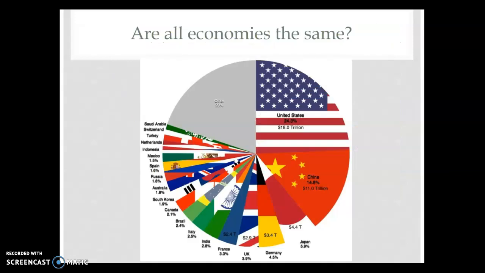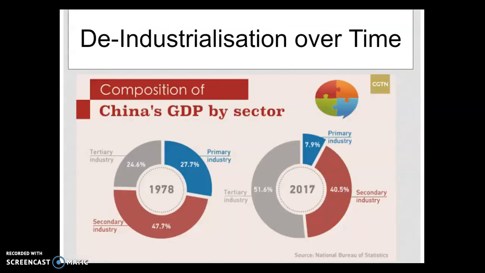So we know what our different sectors are, and the next question is, are all economies the same? We've got all our different countries, some we say are big, some are small, some are more developed, some are less developed. But are they all the same? Do they all have their industry split into primary, secondary and tertiary in the same way? Well, usually not, and usually there is a pattern within those splits. So what we have is something called deindustrialization.